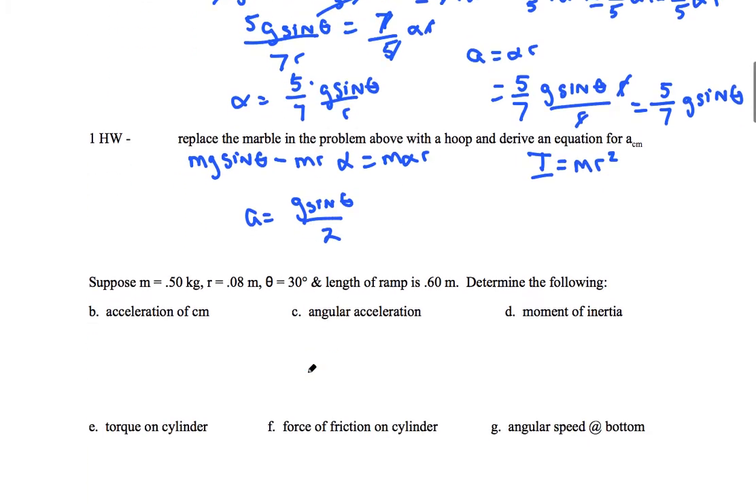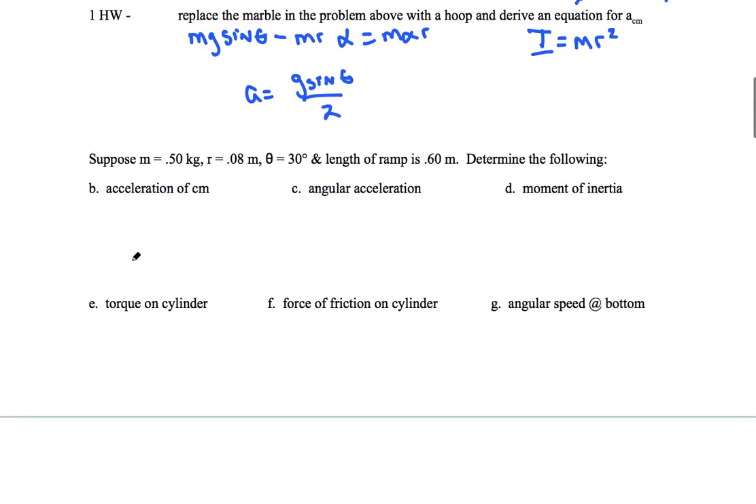Now, if I'm trying to find the acceleration of the center of mass, well, I could use this for the hoop. I have a equals g sine theta divided by 2. And this is 9.8 times sine of 30, if we assume this number right here, and then we divide it by 2. 9.8 sine of 30 is 1/2. So I get 4.9 divided by 2, so this gets me, with 2 sig figs, 2.5 meters per second squared.